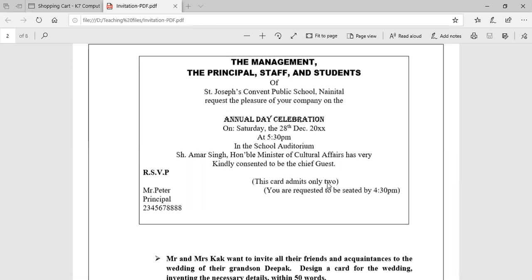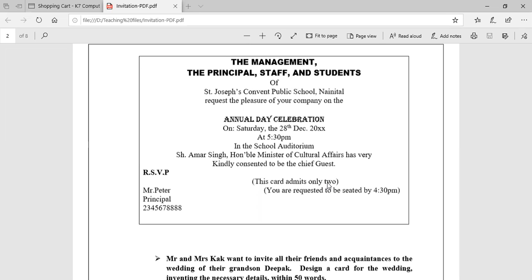You can also prepare, and then you can centralize everything. You can design. That's why we are clearly mentioning that design an invitation card. A design means you can arrange, using some font size, modifying the things, altering the things, and highlighting the things. So the management, the principal, staff, and students of the particular school or institution or company.